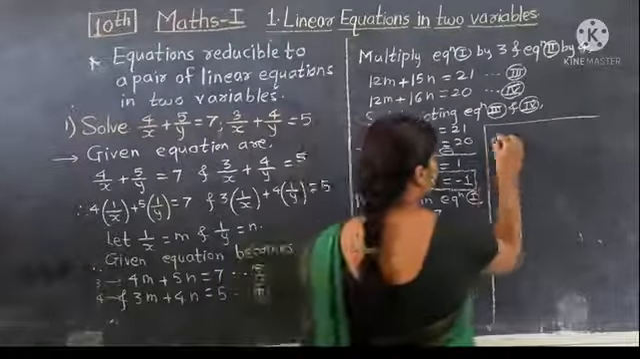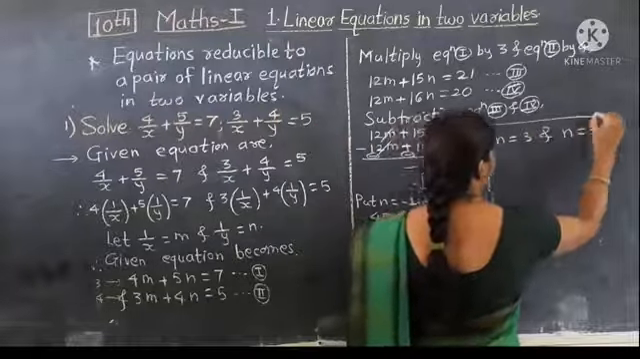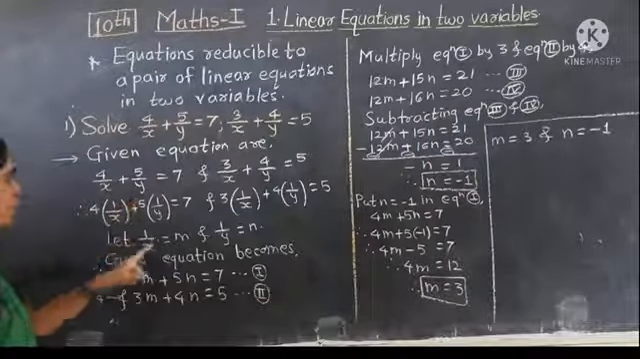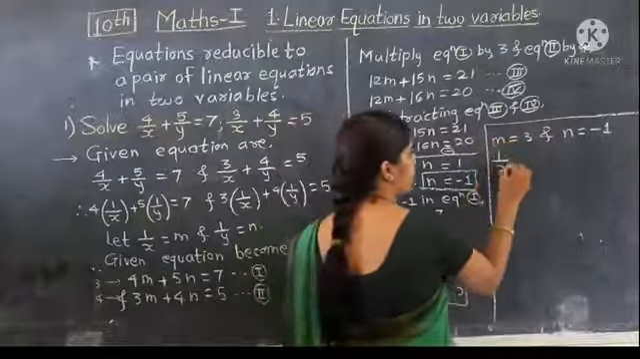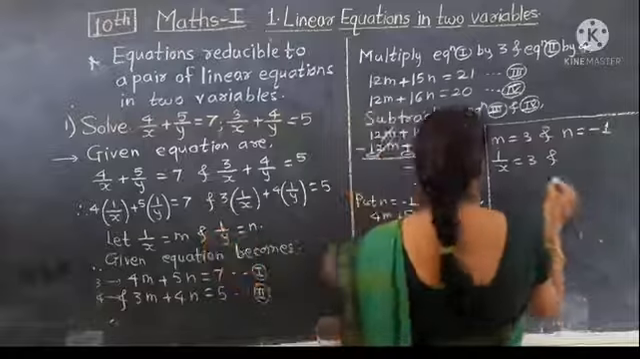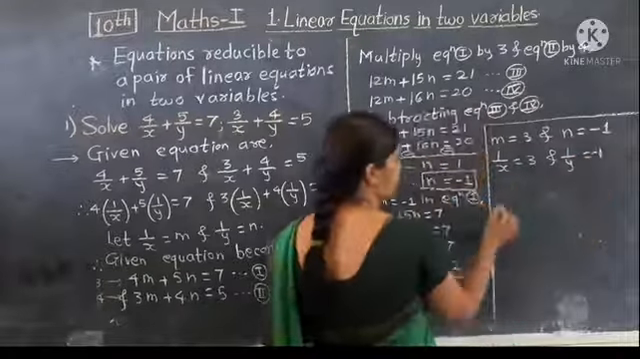Write m first. m is equal to 3 and n is equal to minus 1. So put the value of m. What is the value of m? 1 upon x. We write 1 upon x is equal to 3, and what is n? 1 upon y is equal to n, which is equal to minus 1.